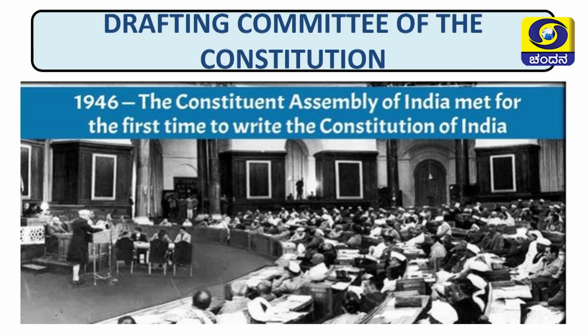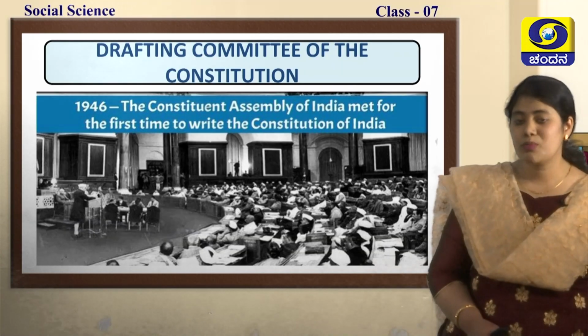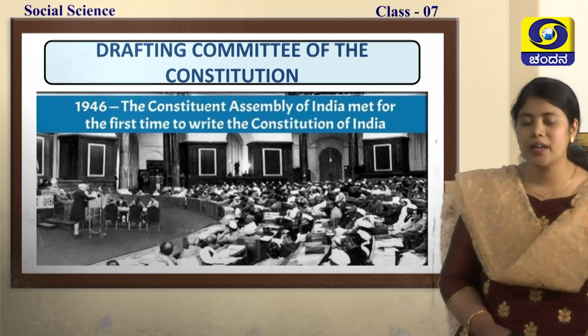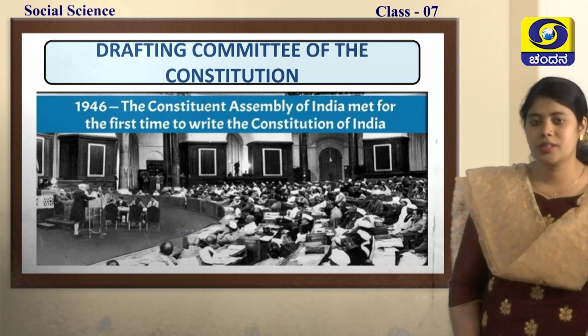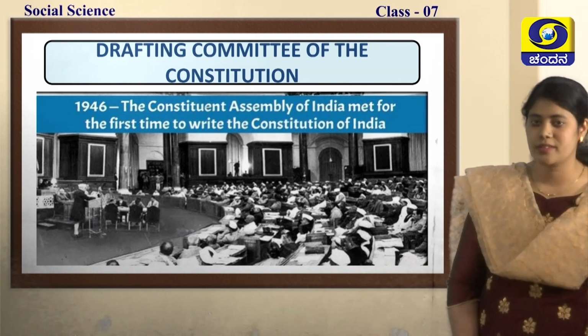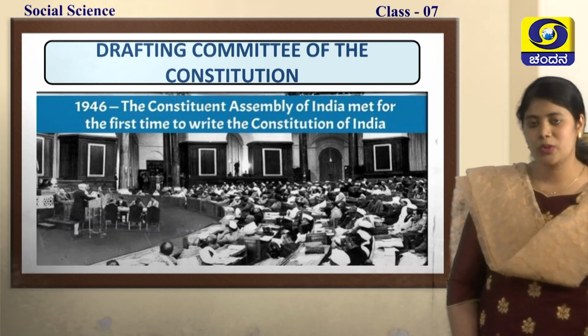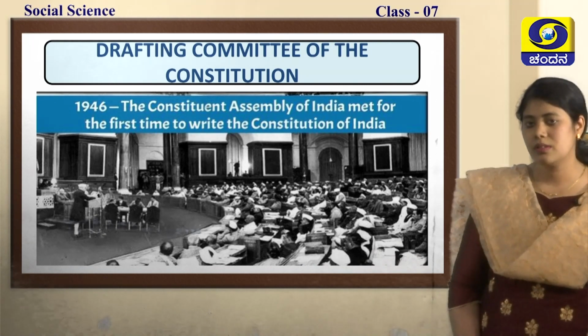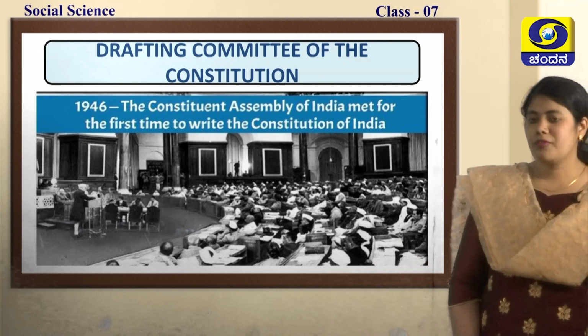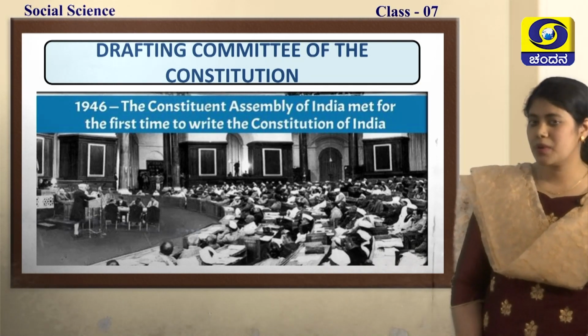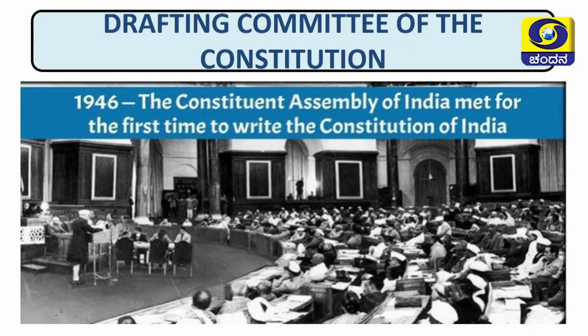This is the picture of 1946 when the first meeting was held in our country to make a constitution. Okay, dear students? The Constituent Assembly covered totally 299 members, and this assembly was headed by Dr. Babu Rajendra Prasad as its president. Now, you came to know who prepared the constitution? Yes, it is the Constituent Assembly. It was for the first time the meeting was held on 9th December 1946. You can see the image here.